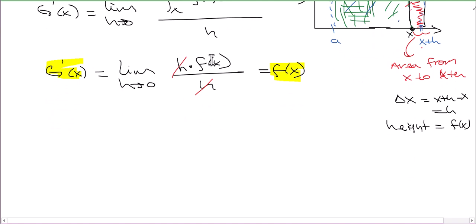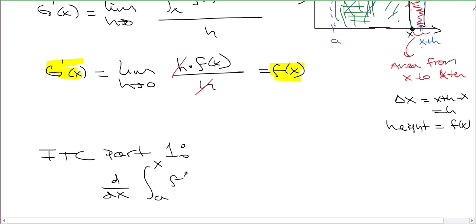And so that proves our FTC part 1, which just tells us that the derivative of the integral is just f of x.